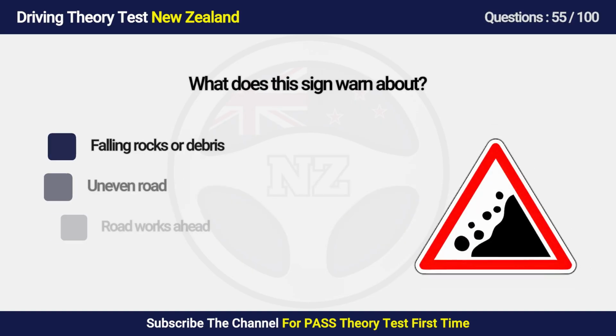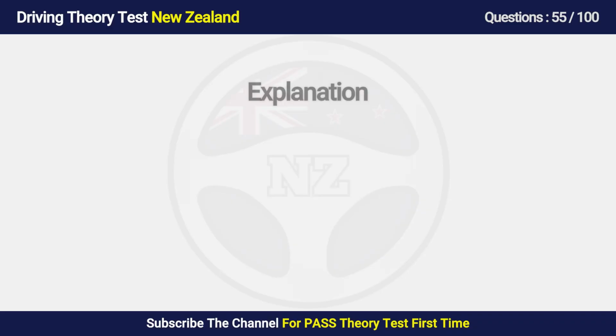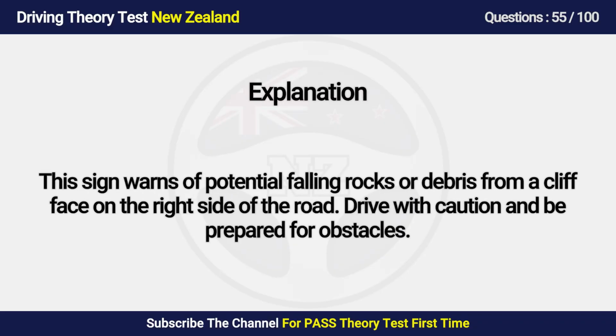Question 55. What does this sign warn about? A. Falling rocks or debris. B. Uneven road. C. Road works ahead. D. Steep descent. Answer is A. Falling rocks or debris. This sign warns of potential falling rocks or debris from a cliff face on the right side of the road. Drive with caution and be prepared for obstacles.